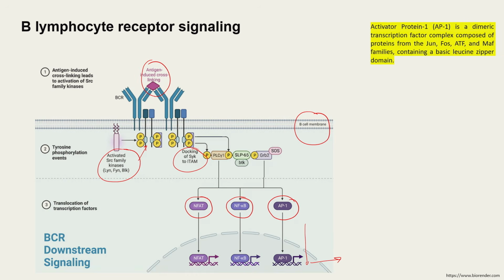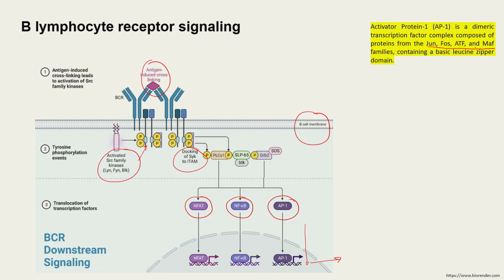So what we discussed, AP1 is actually called activator protein 1. It's a dimeric transcription factor complex composed of proteins from, these are again very critical names, the Jun, Fos, ATF and MAF families, containing a very specific leucine zipper. So there is a stretch of leucine amino acids present in this protein which can specifically bind to the DNA to do transcription. So this is all about the B cell receptor signaling cascade, which is critically controlled by the phosphorylation events or the kinase recruitment.